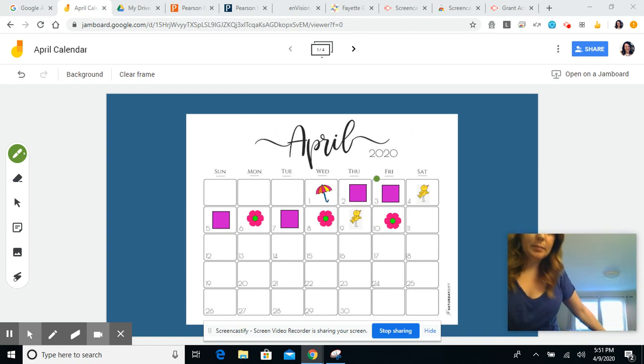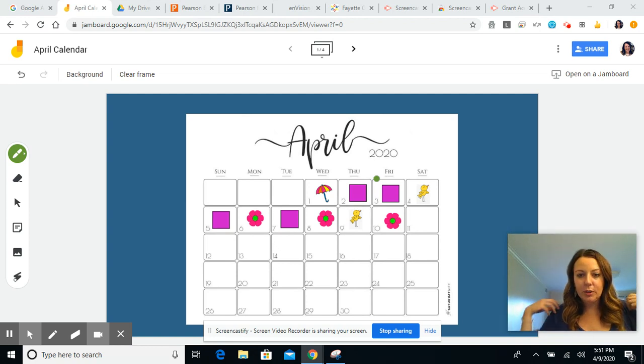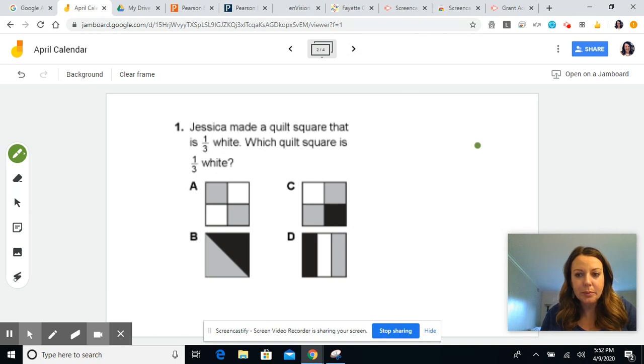Now, I want you to think about a few problems that we're going to do together. Now, we've been doing fractions in math. Throughout next week, it's going to get a little bit more difficult. Here's a picture of a multiple choice question relating to fractions. So it says, Jessica made a quilt square that is 1/3 white. Which quilt square is 1/3 white?